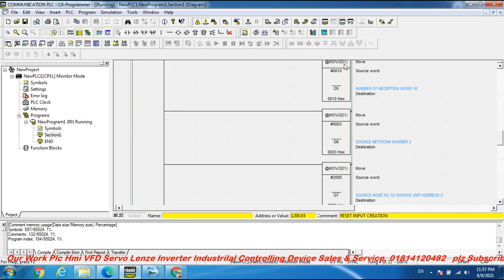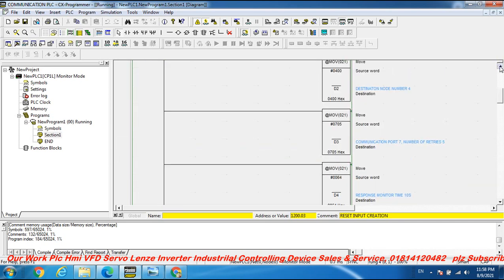At the rate, move #0010 as source data, and destination data is D5 register, data register D5, and the number of reception words is 0010. Sending data.